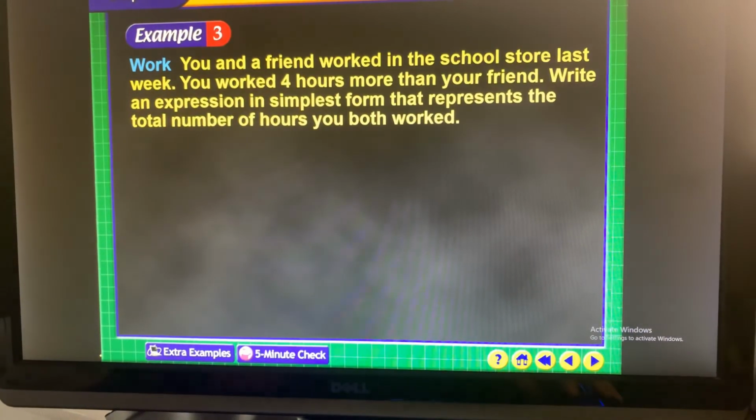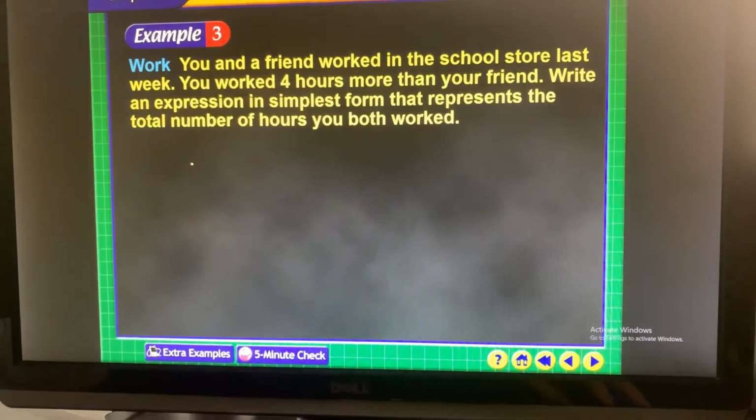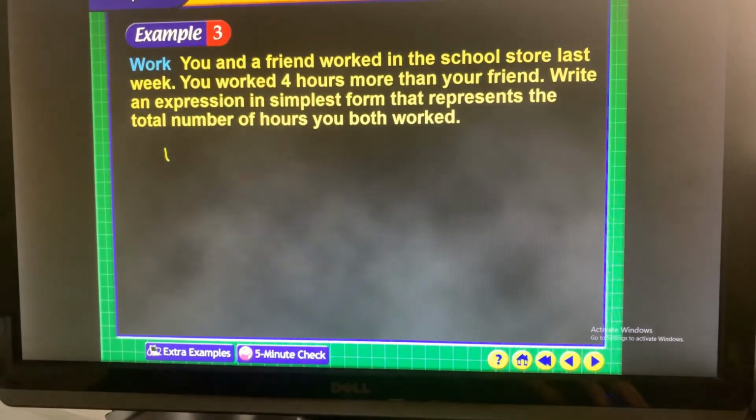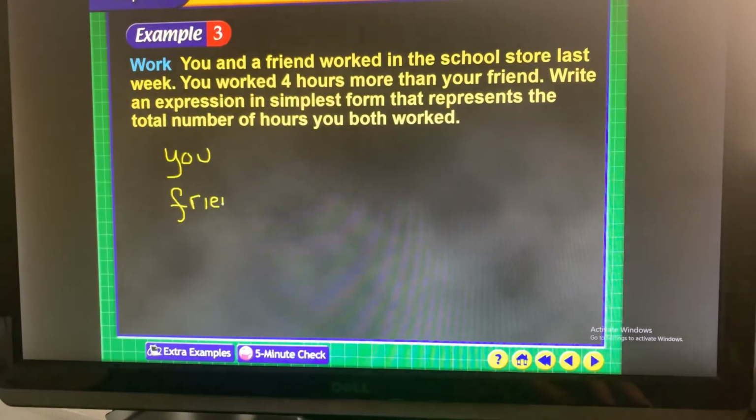You and a friend worked in the school store last week. You worked 4 hours more than your friend. Write an expression in simplest form that represents the total number of hours you both worked. So whenever you have a problem like this, it's smart to write down who you're talking about. You're talking about you, and you're talking about your friend. In the end, you want to know the total hours you both worked. So it's going to be you plus your friend.